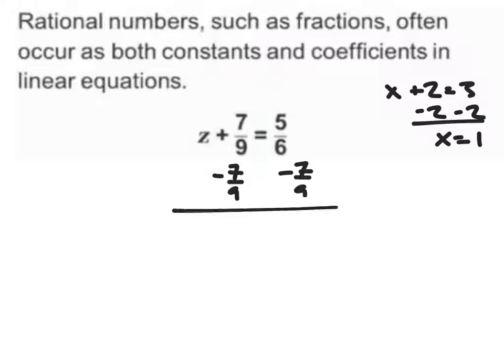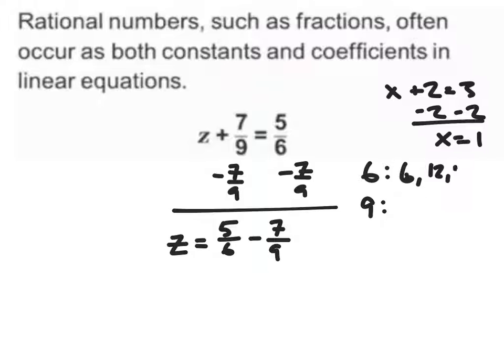Now when we're adding and subtracting fractions, remember we want to get a common denominator. So here's what my value for z is. z is equal to 5/6 minus 7/9. Now between 6 and 9, what's my least common multiple? I look at the numbers 6 and 9. The multiples of 6 would be 6, 12, 18, 24. The multiples of 9 would be 9, 18, 27. What I figured out is that 18 is my least common multiple. So this is going to be my common denominator.